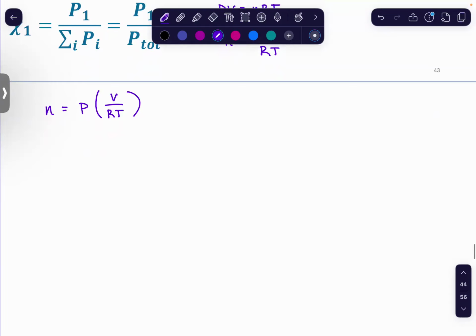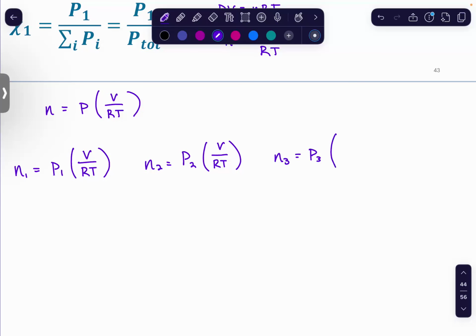Okay, so that means that for N1, so for compound one, it's going to be P1 V over RT. N2, it's P2 V over RT. N3, it's the partial pressure of compound 3 V over RT, and so on and so forth, however many compounds we have.